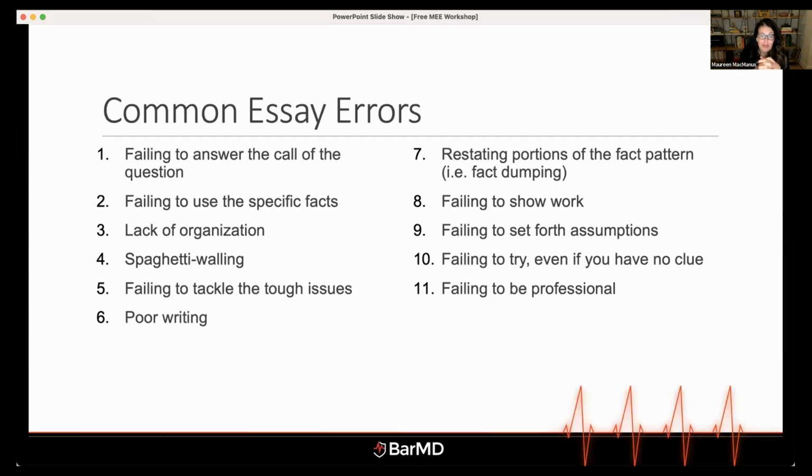Failing to try, even if you have no idea, if you have no clue. What I mean by this is a couple of things. One, when you're actually in the exam, if you see the essay and you're like, I don't know what to do, you need to know what to do in that situation. So you need to have a plan of what to do. And I do go over this.